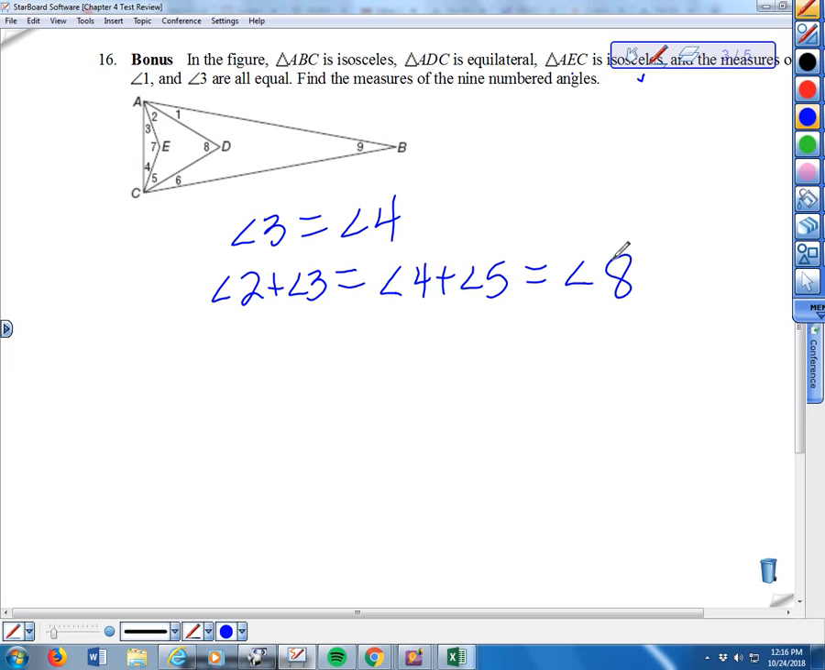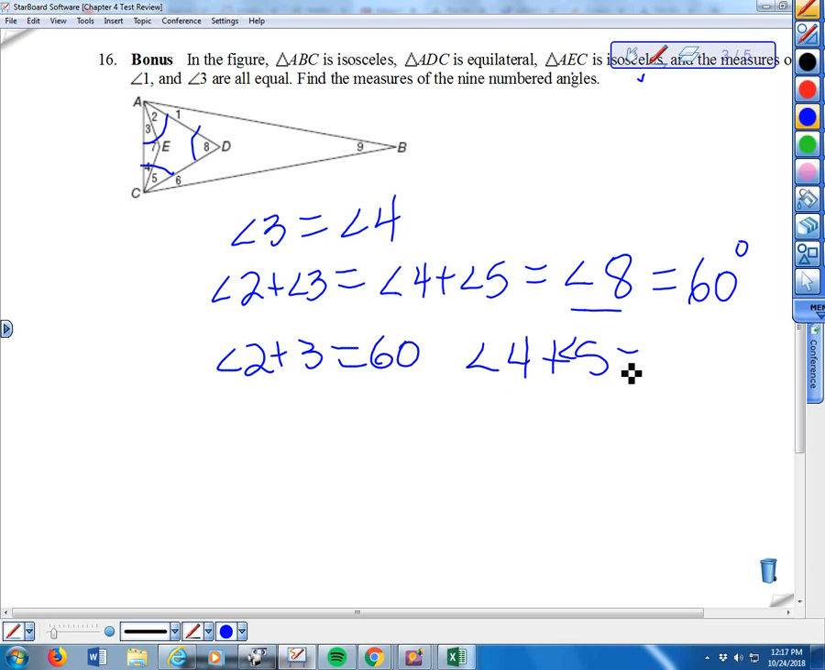Right? This angle and this angle and this angle, what are each of those angles equal to? Measure. Yeah, because they're all three the same angle, and there's three of them, so 60 degrees. So I've already found angle 8. I know angle 8 is 60. So I know angle 2 plus 3 equals 60, and I know angle 4 plus 5 equals 60.